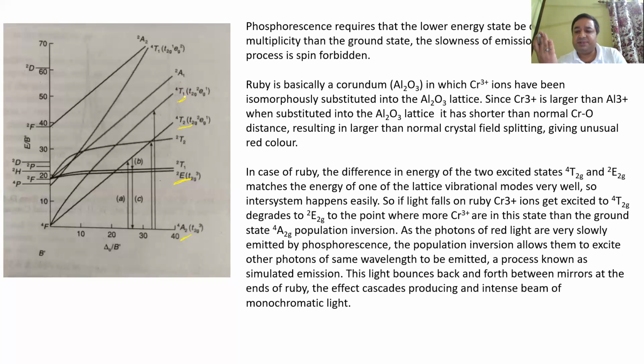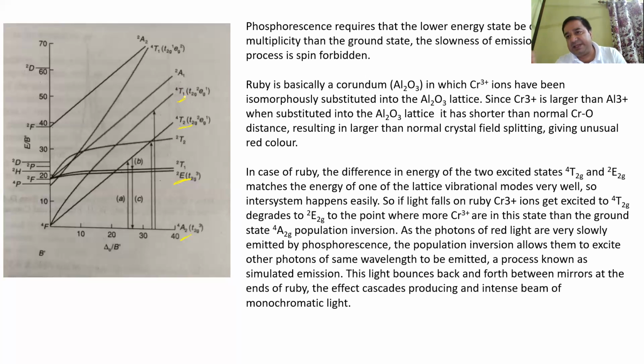Now, once the photons of red light are absorbed and the electrons are promoted, they degrade to the 2Eg state. So obviously there will be more chromium in that particular state, so there is a population inversion, which is necessary. Now what will happen after that? As these photons of red light are emitted via phosphorescence, the population inversion allows them to stimulate other photons of the same wavelength. This is also known as stimulated emission.